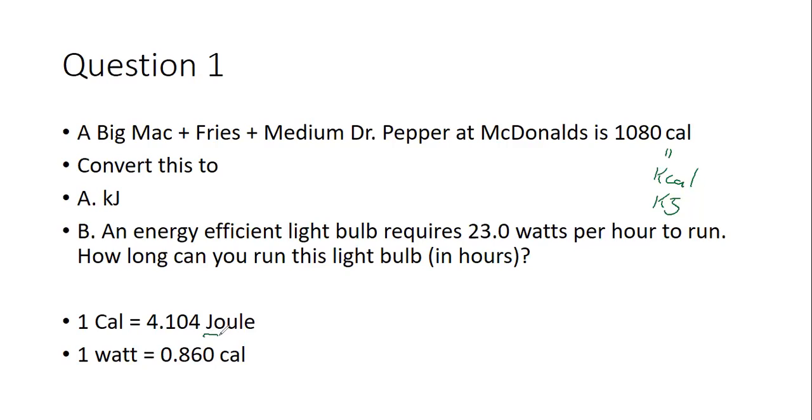So let's say after class, you decide to go to Mickey D's, right? And you got a Big Mac, a medium fry, and a medium Dr Pepper, which is 1,080 calories. What I want you to do is tell me how many kilojoules this is. And if it takes 23 watts an hour to run a light bulb, based on that lunch, how many hours can you run a standard light bulb for, given these conversion factors? So we're just going to do a little unit conversion here to begin with. So let's see if we can do that.